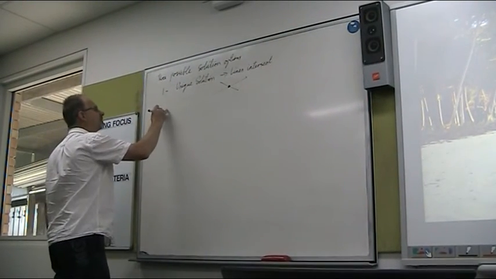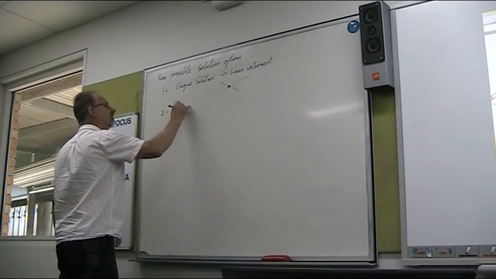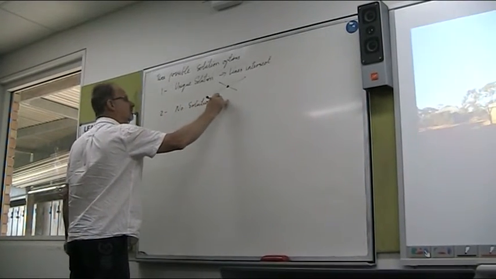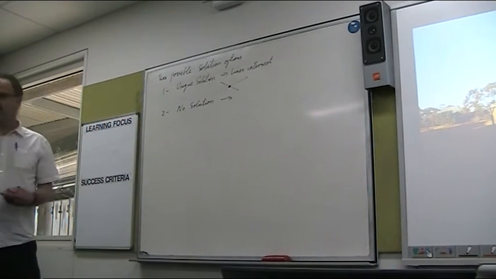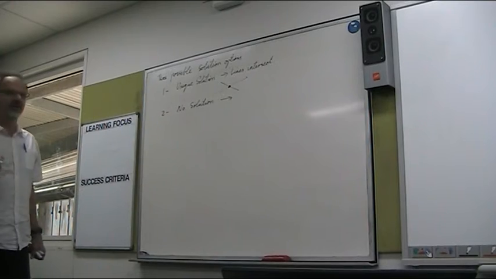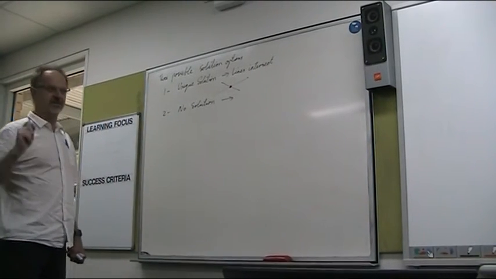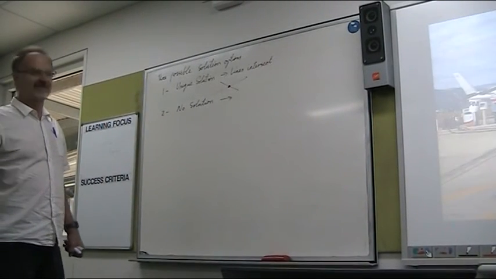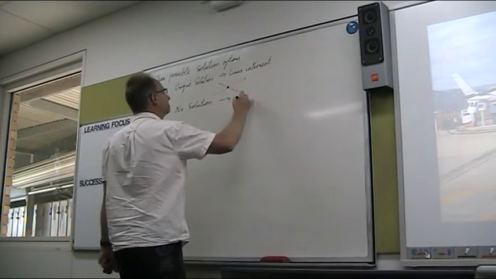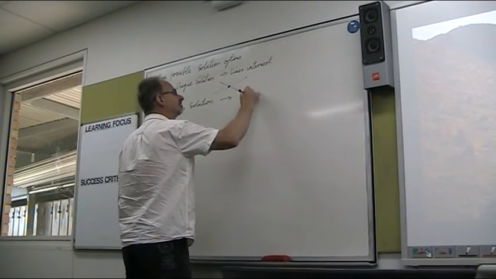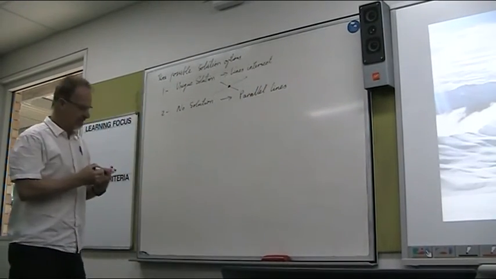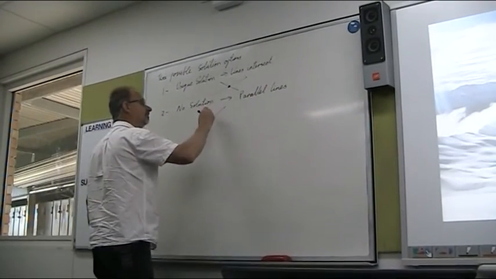The second option is that we would have no solution. And so if we have no solution, what does that tell us about the lines? They don't meet. They don't cross. Something else we can tell about them? They're parallel. Parallel. Good job, Jack. All right, so we have parallel lines.